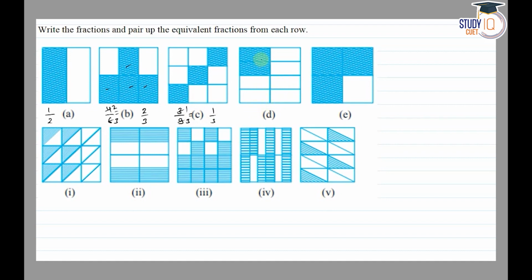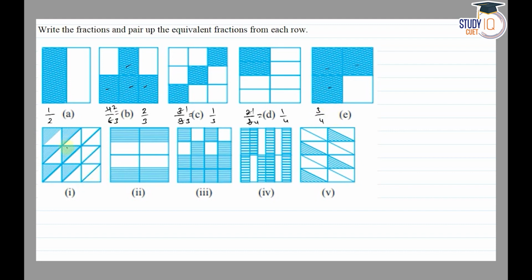Next part is 1, 2, 3, 4. 4 2s are 8. So total 8 parts are given and 2 parts are shaded. So by simplifying this, 2 1s are 2, 2 4s are 8, 1 by 4 is the fraction. In part E, total 4 parts are given and 3 parts are shaded. So the fraction is 3 by 4.